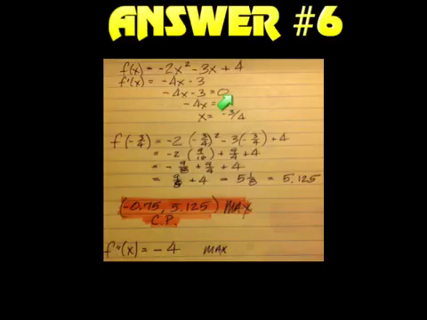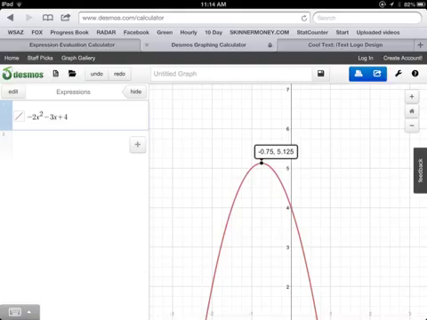Number 6. X value is negative 3/4. Plug that back in as either negative 3/4 or a negative 0.75, whichever, and come back with 5.125. Here is your point. Second derivative test is negative, so that makes it a max. Here is the graph for number 6. Again, there's the maximum point, negative 0.75 and 5.125.